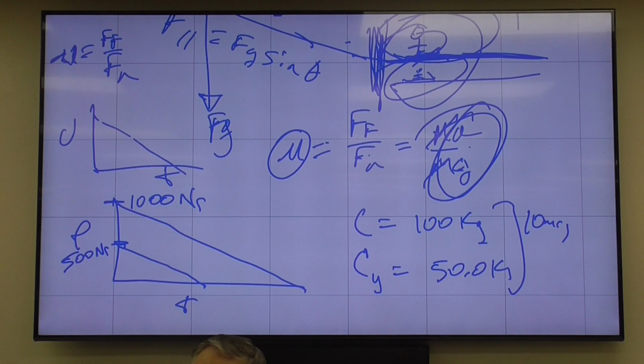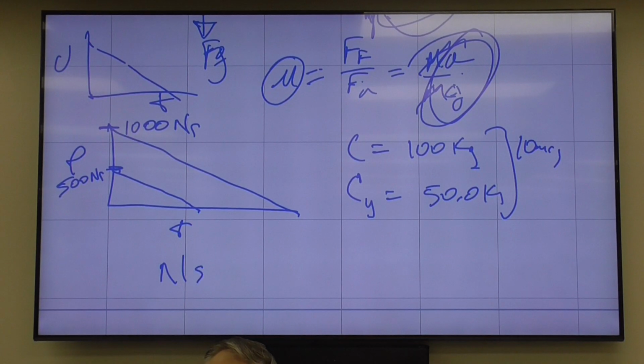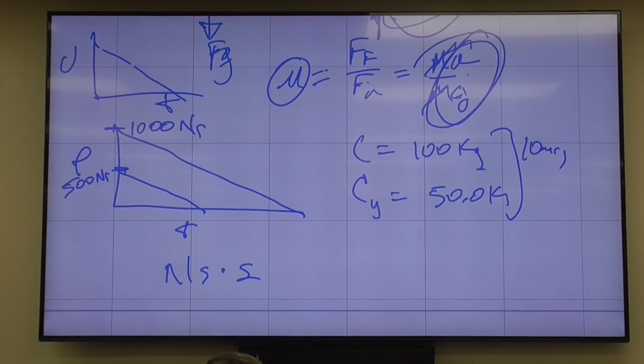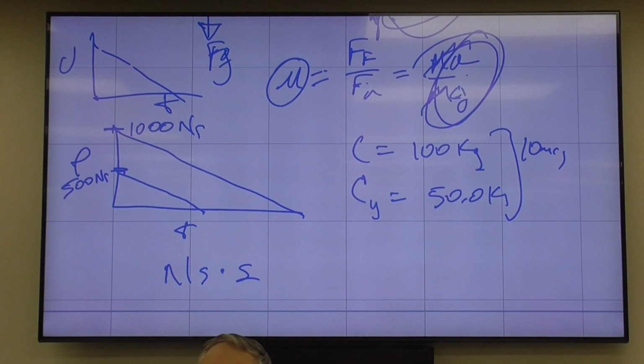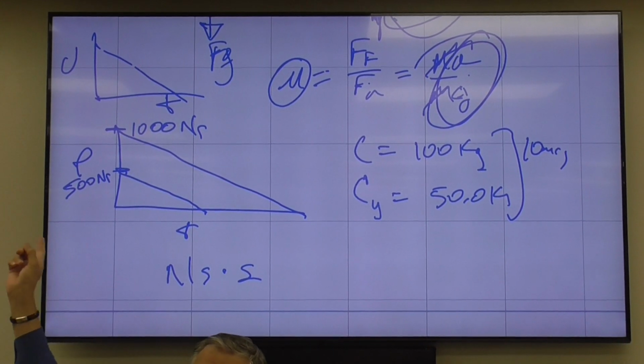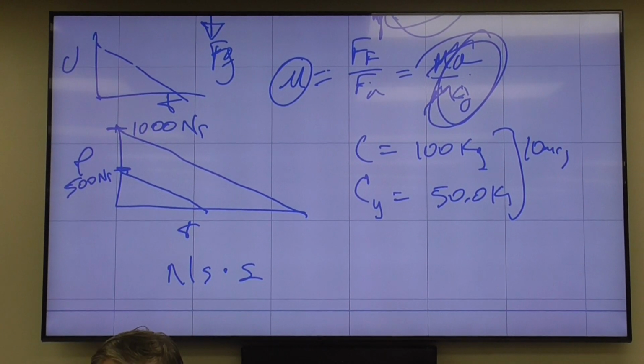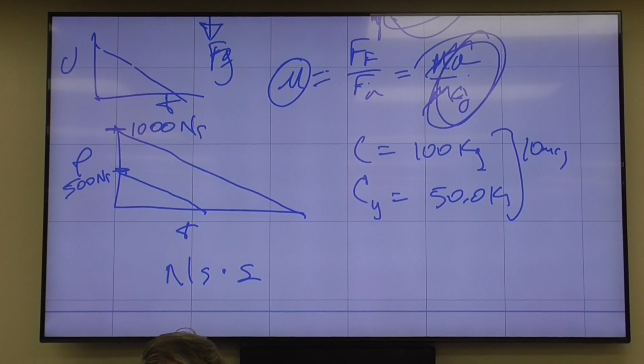And then the area under that is force, right? Mass times acceleration. If you take Newton seconds times seconds to find the area, what are you going to get? Newton seconds squared. I thought it was a line there. It's a dot. I even said Newton seconds times seconds.